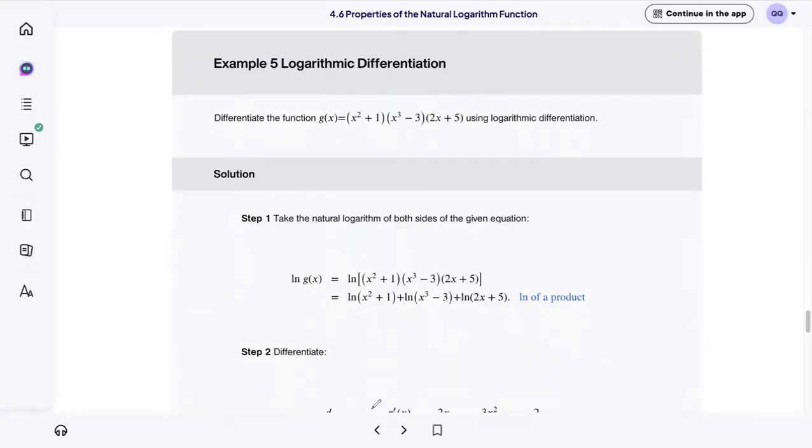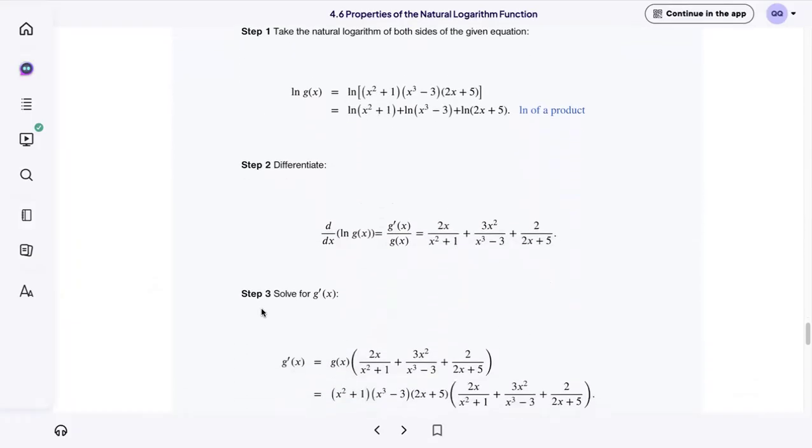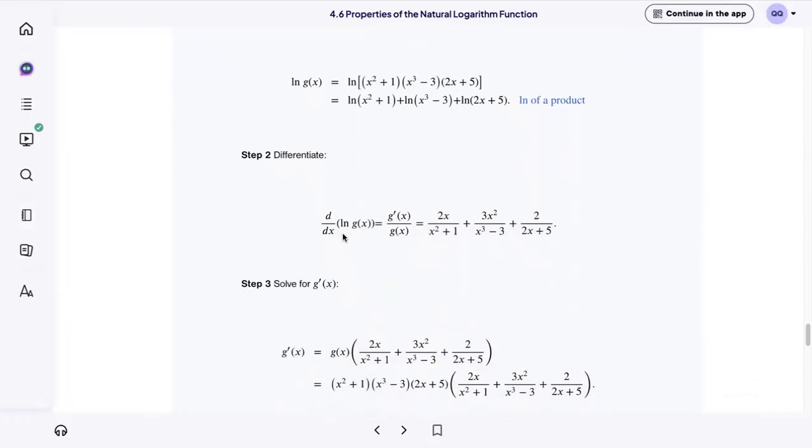This one is saying, differentiate this function using logs, which means take a logarithm on both sides, right? Once we take a logarithm on both sides, we split into the log of the first one, the log of the second one, and the log of the third one. Then we differentiate both sides. Differentiate this side.